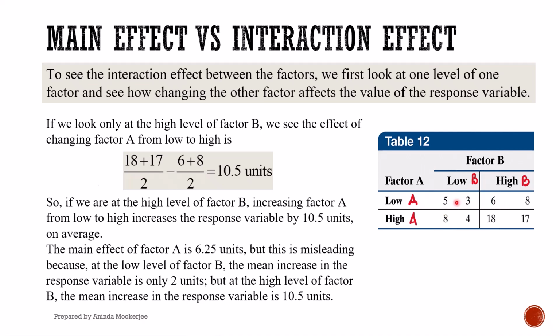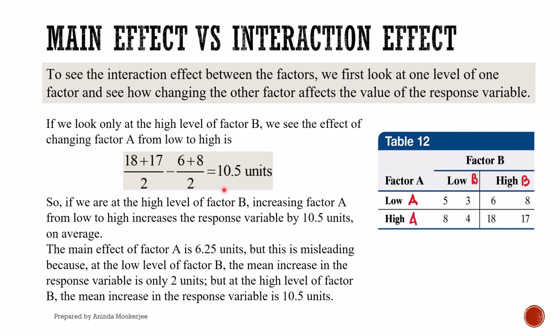That means the mean of all the high A's minus the mean of all the low A's, we got a difference of 6.25 units. That was the main effect. This can, however, be misleading because at the low level of factor B, correct, the mean increase in the response is only 2 units. But at the high level, it's 10.5 units. So that difference needs more study. It is kind of misleading.